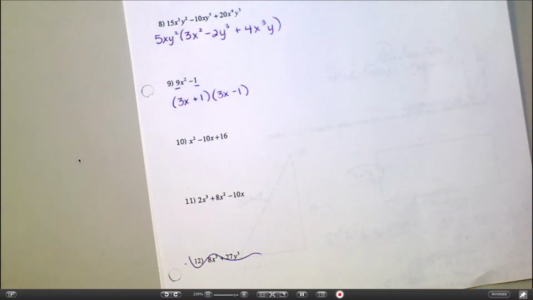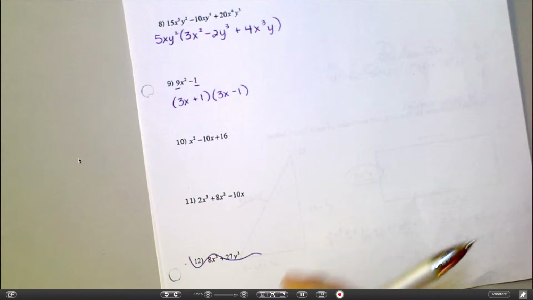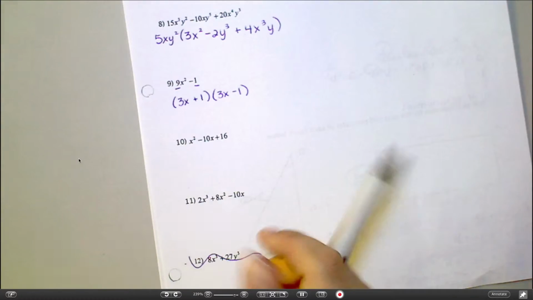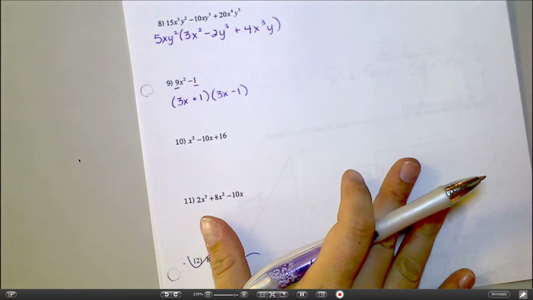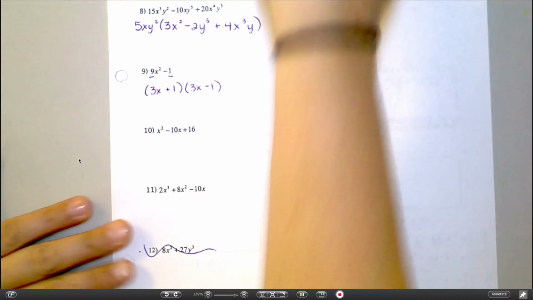Okay. Now after you do that, you should check what's in the parentheses and see if there's another way that can factor. Can that factor as a trinomial? Can it factor as a difference of two squares? This one, there's really not anything else you can do with it. That's just as factored as it's going to get. Okay?